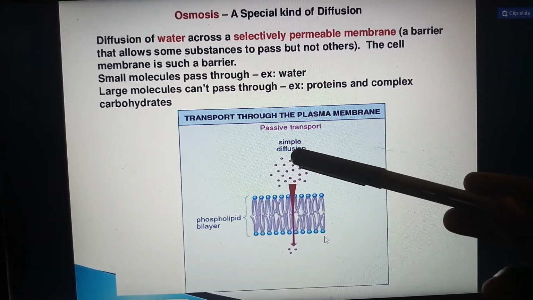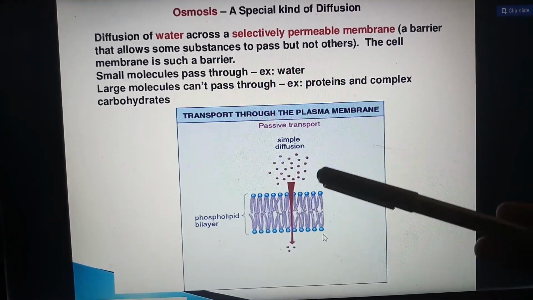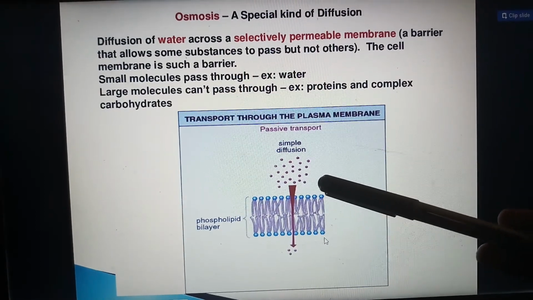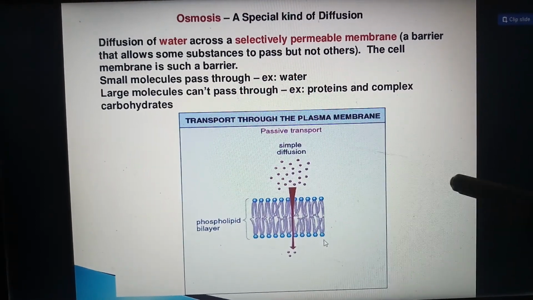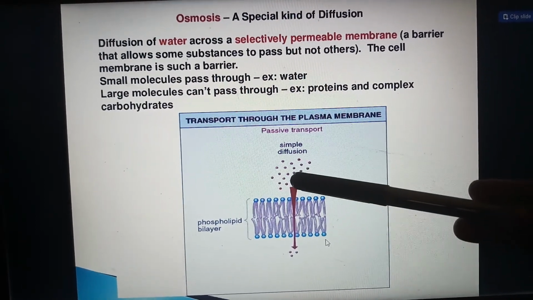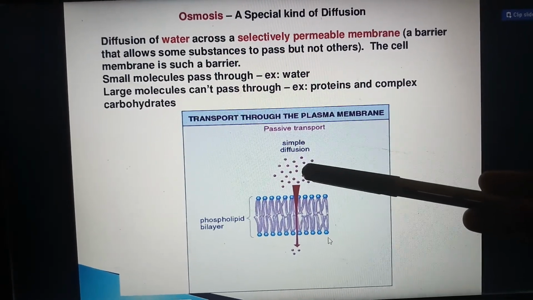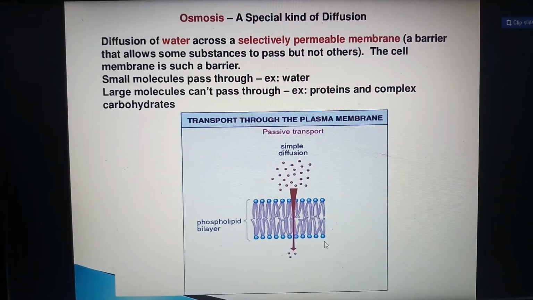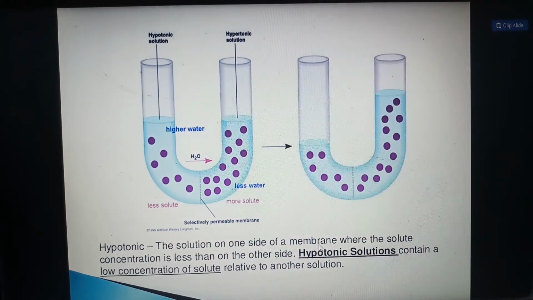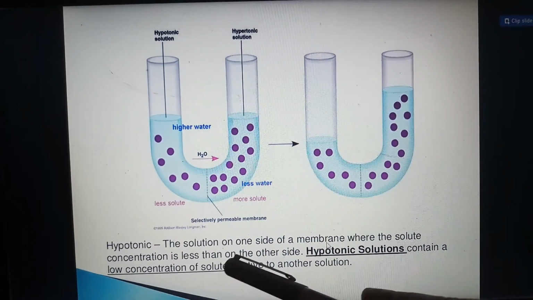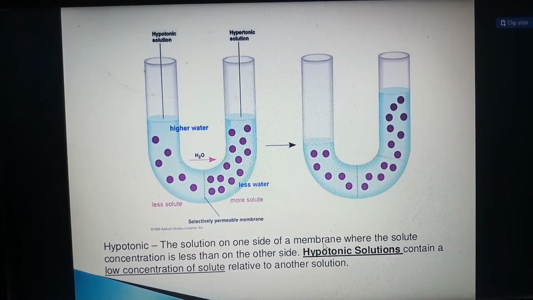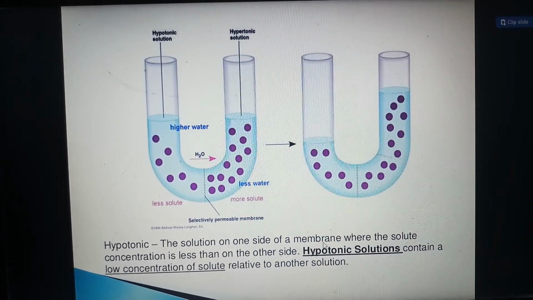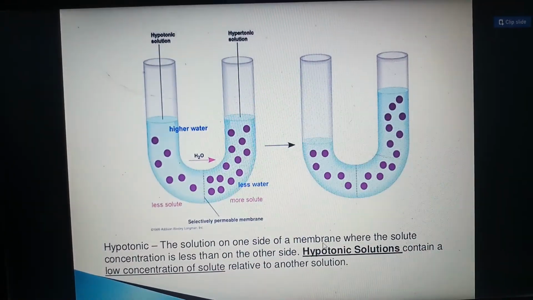This happens by simple diffusion. It is very easy; it is a type of passive transport, so there is no use of any energy, no ATP. The water is moving from the higher concentration of water to the lower concentration of water. In this picture also, we see the hypotonic solution: the solution on one side of the membrane where the solute concentration is less. On the other side, the solute concentration is high.